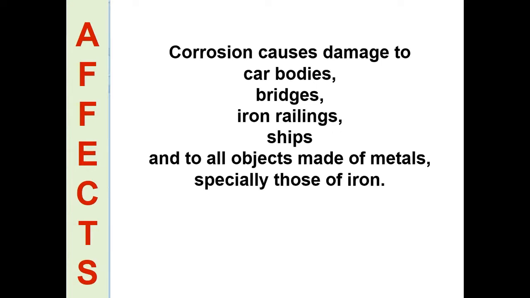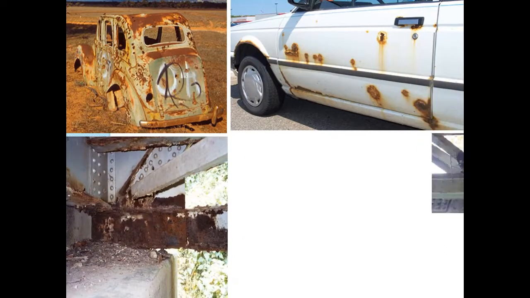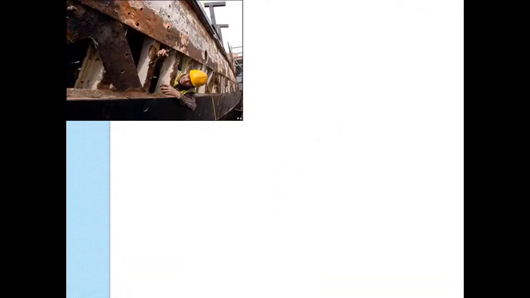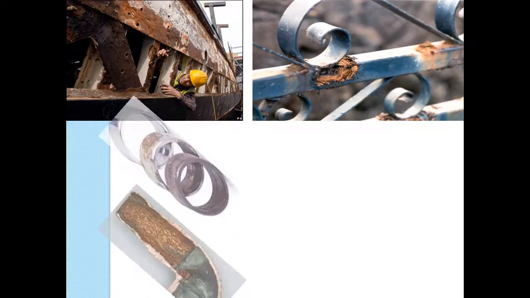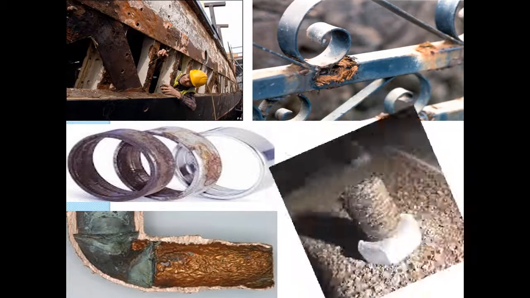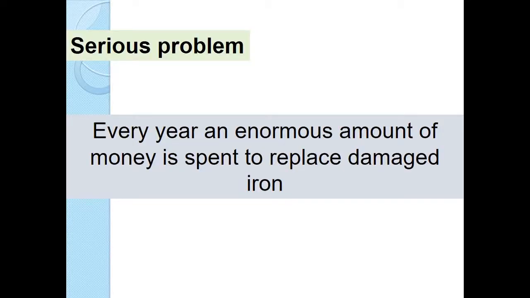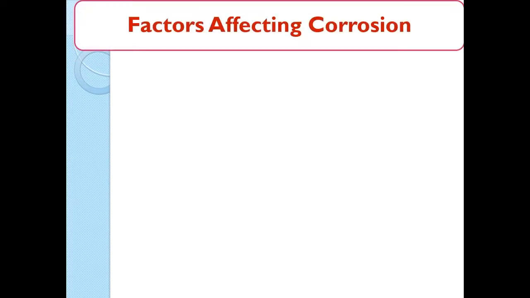Corrosion causes serious damage to car bodies, bridges, iron railings, ships, and to all objects made up of metals, especially those of iron. Every year, an enormous amount of money is spent to replace damaged objects. Factors affecting corrosion.